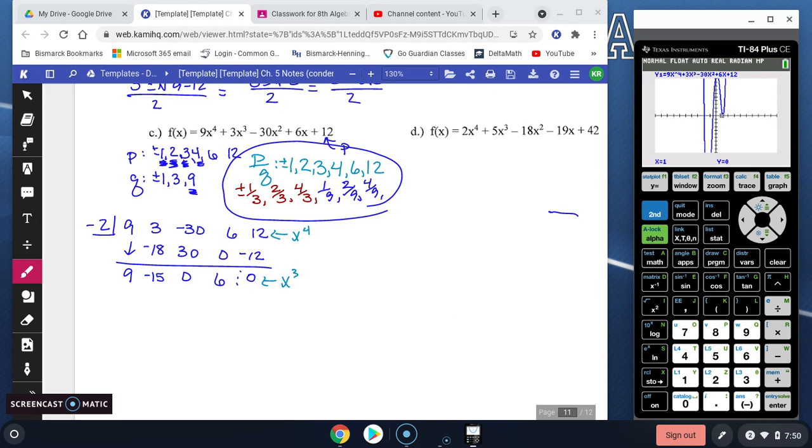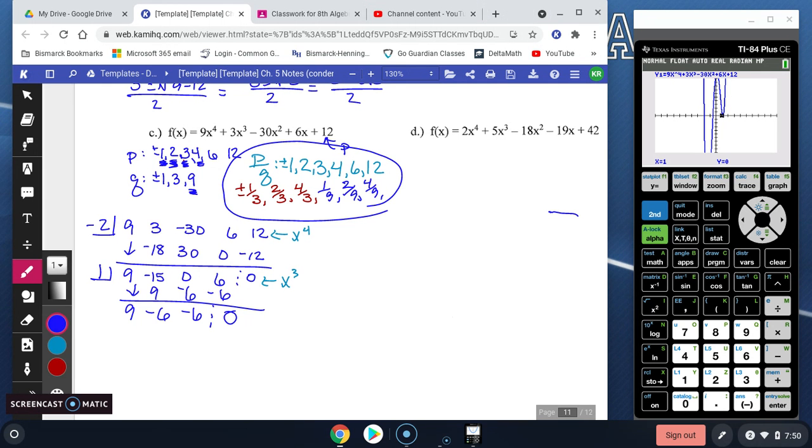Okay, so I'm going to do synthetic division again using 1. I'm just going to use the new coefficients that I've got. I'm going to bring down the 9, and I'm going to go through. Again, I can already see on my calculator that this is a solution that works, so I should be expecting to get a 0 as a remainder. And that means we are now down to a quadratic. This says 9x squared minus 6x minus 6 equals 0.